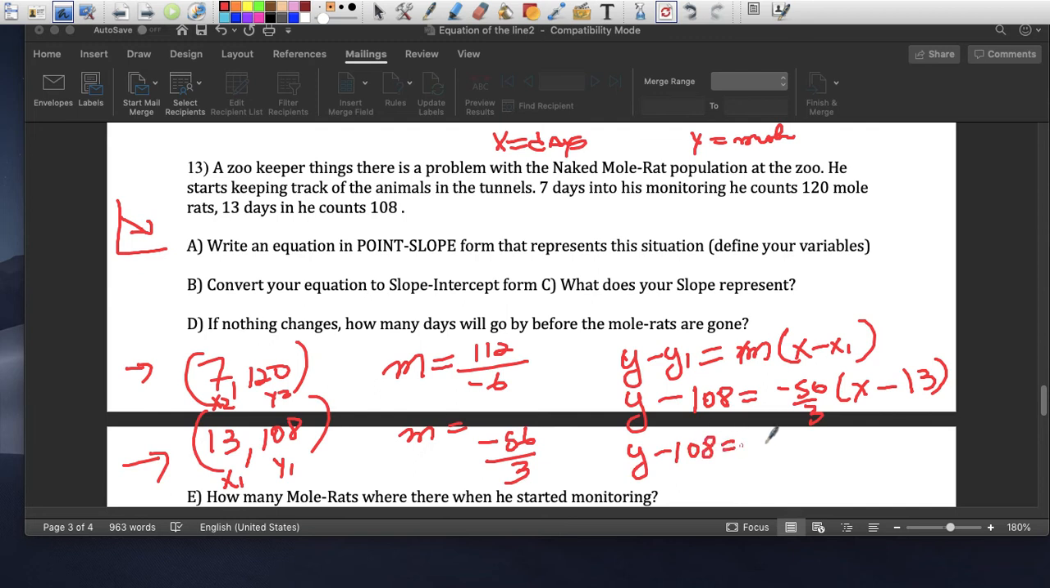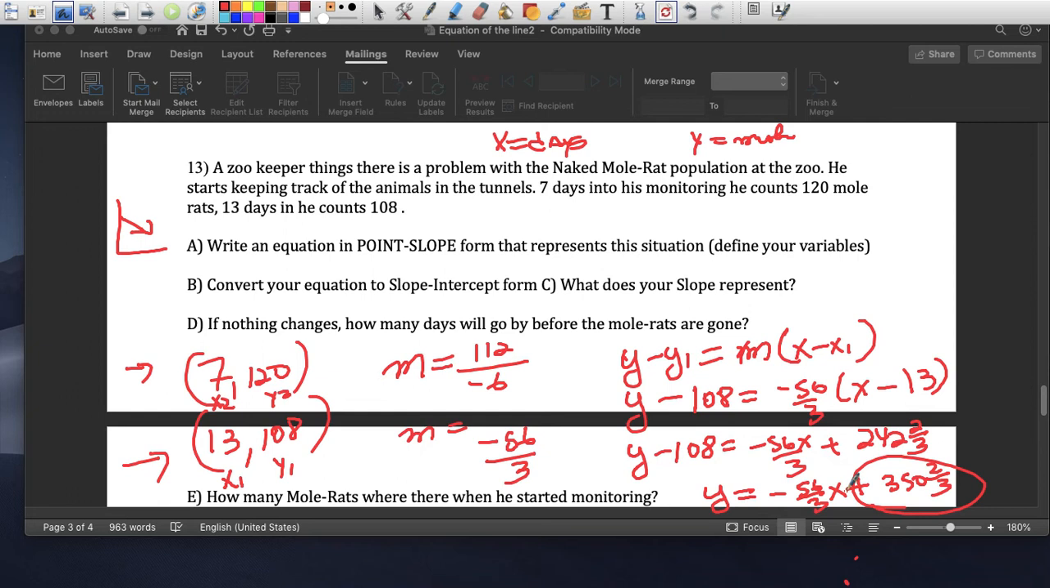Y minus 108 equals negative 56x over 3 plus, what's 56 times 13? 56 times 13 equals something. I'm going to divide that by 3. It's going to give me 242 and 2/3. And then we're going to add 108 to both sides. So here's my equation of the line: y equals negative 56 over 3x plus 350 and 2/3. So it looks like we had 350 and 2/3 mole rats in the beginning.